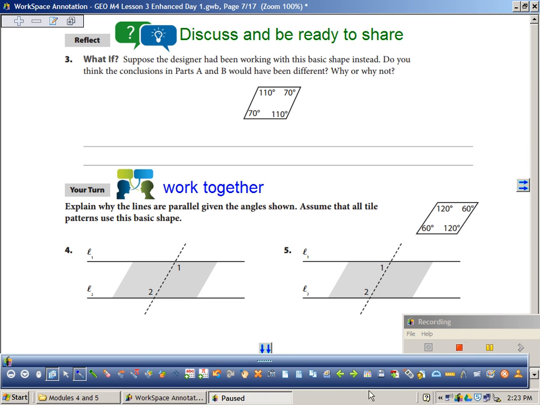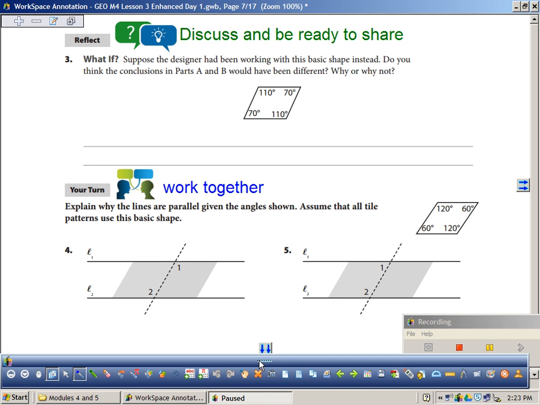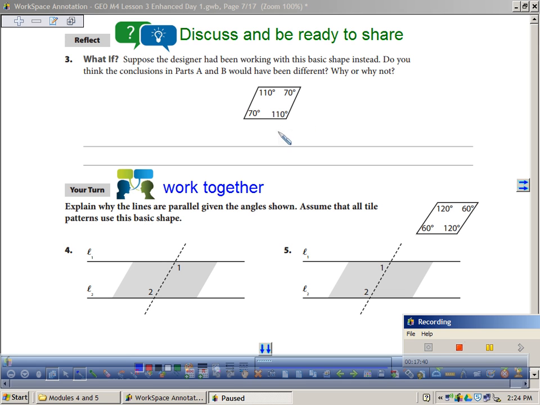4, 3, 2, 1. All right, what if? So I want you to discuss this and be ready to share. Suppose the designer had been working with this basic shape instead. Do you think the conclusions in parts A and B would have been different? Why or why not? Discuss, and I'm going to call on somebody. Okay, Manny, can you explain to me? Why or why not? First of all, which side are you taking? Do you think that the conclusions of parts A and B would be the same or different?